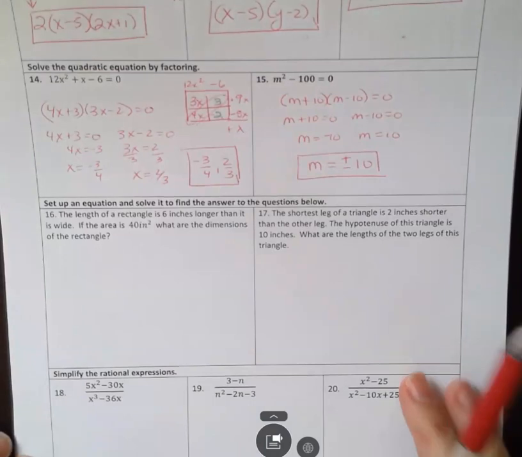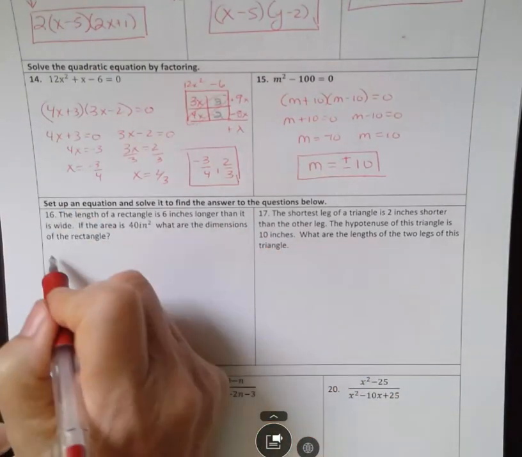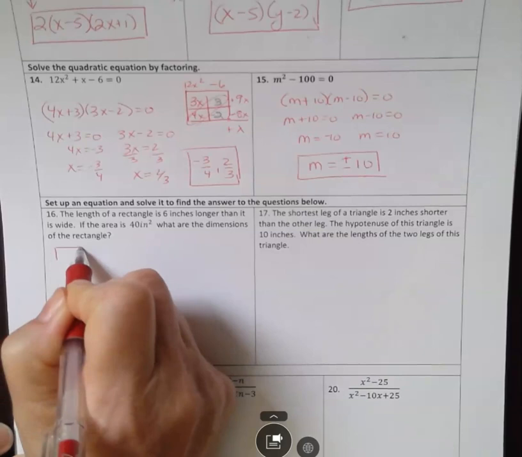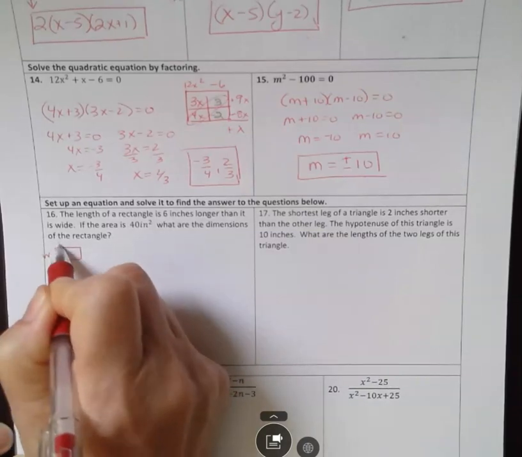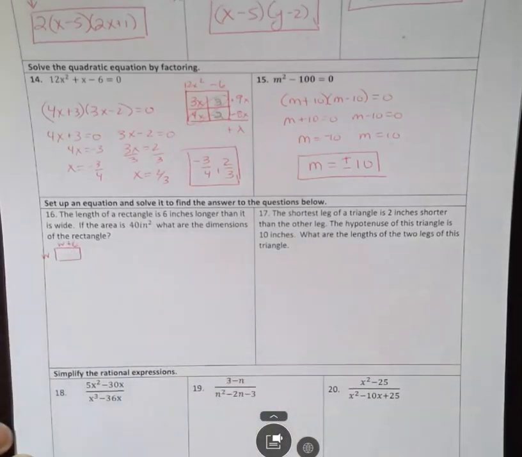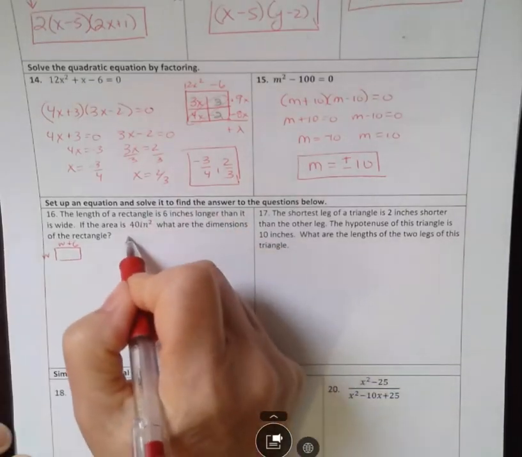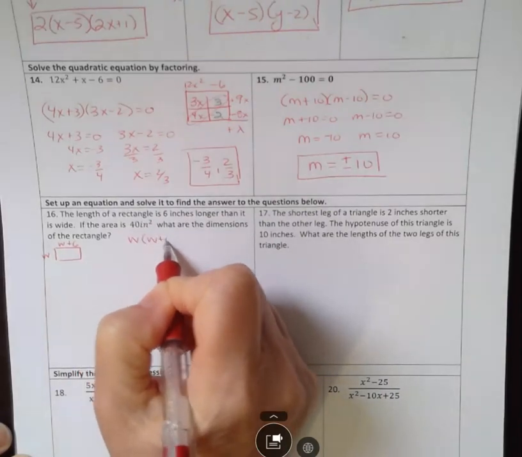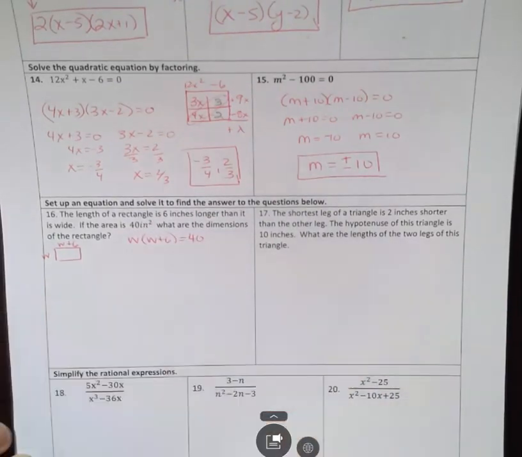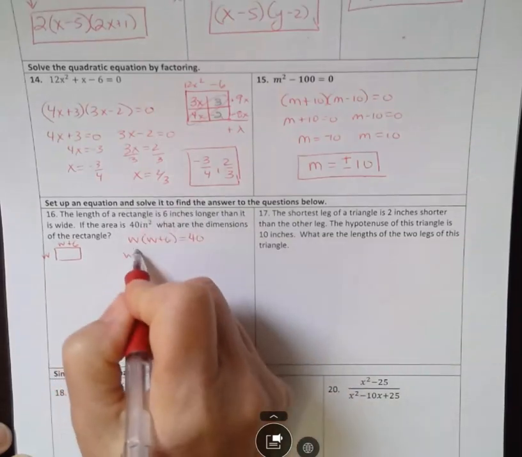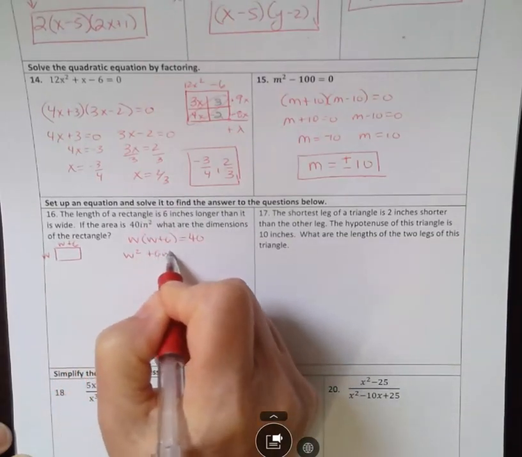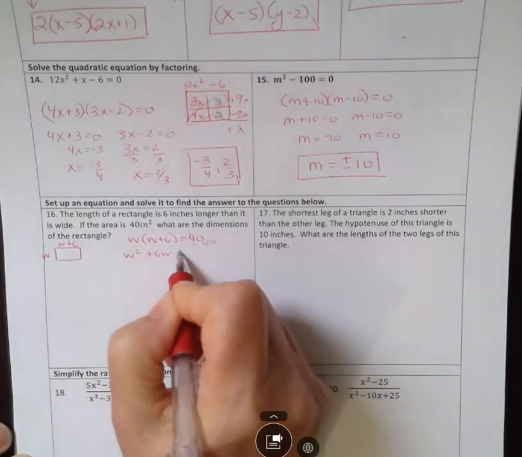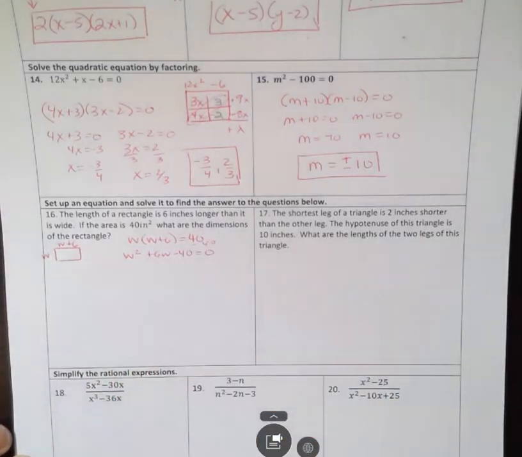The length of a rectangle is 6 inches longer than it is wide. So just a picture of that. Here's our rectangle, and the length is 6 inches longer than it is wide. And what's the dimensions if the area is 40 inches squared? Now remember, length times width is how we find the area of a rectangle, so we're just going to say width times length equals 40. Distribute here, w squared plus 6w. I'm going to subtract 40 from both sides to bring that over to the other side.